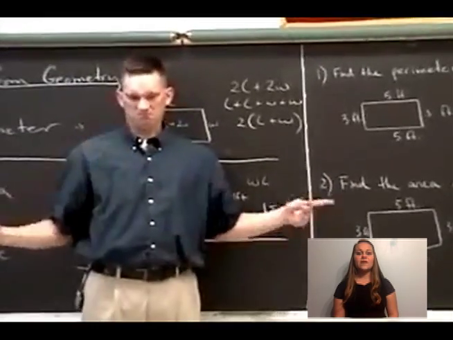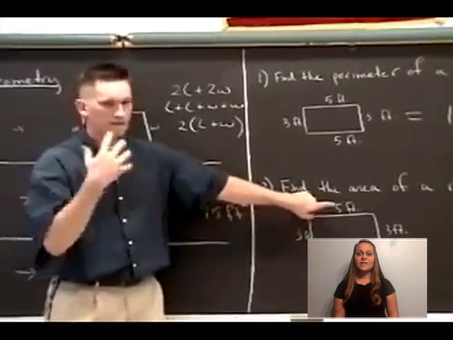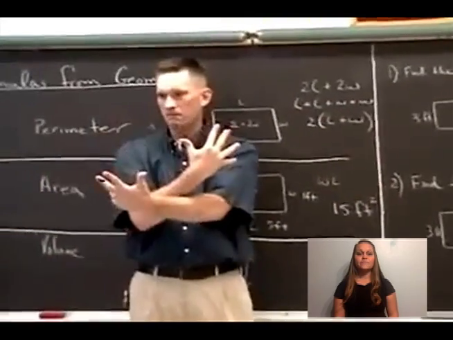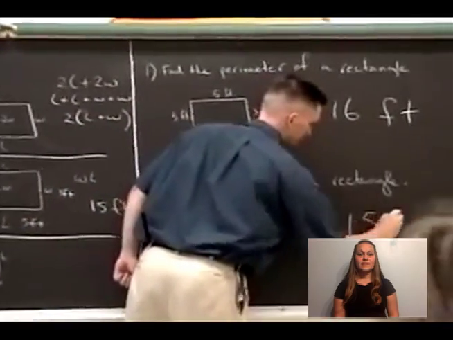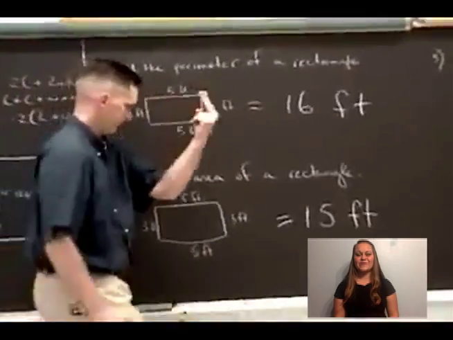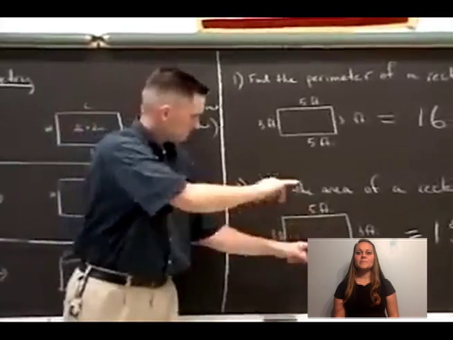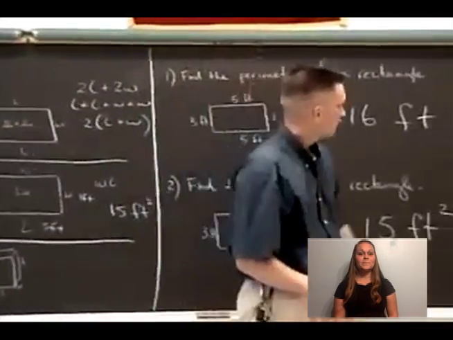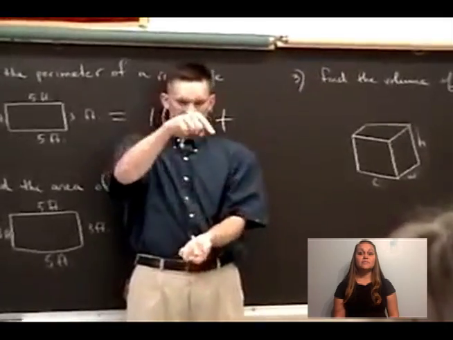Now how do you find the area? You multiply, right? 5 feet and 3 feet multiplied together, you have 15 feet. Good, squared, squared. You're exactly right. Okay. What about the volume of a box?